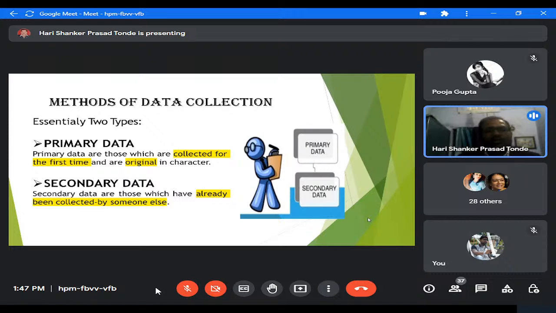Primary data are those data which are collected for the first time and are original in character. Means when we have identified the research problem, and with that particular research problem, what are the various persons or objects or other indirect things, but which are directly concerned, and for the first time they have to be collected. So this is the primary data, means collected for the first time, and that will be original in character.